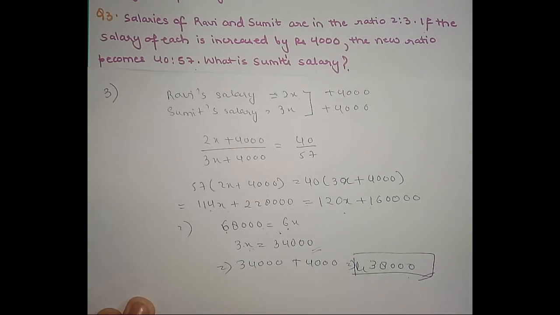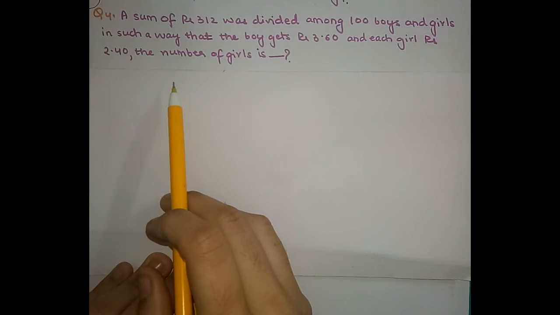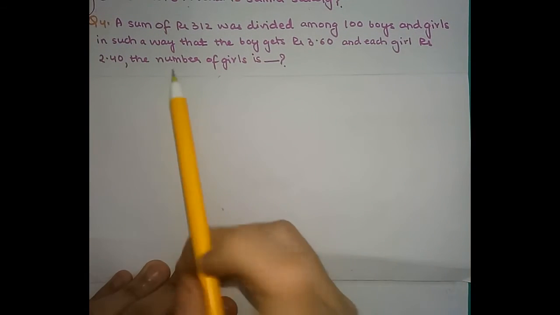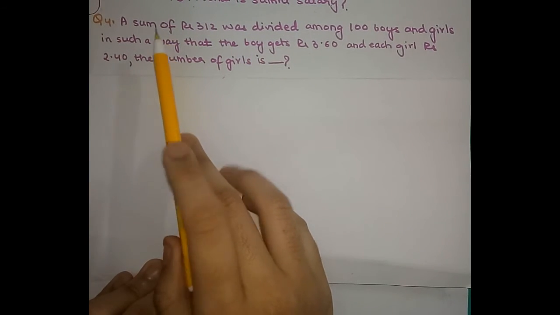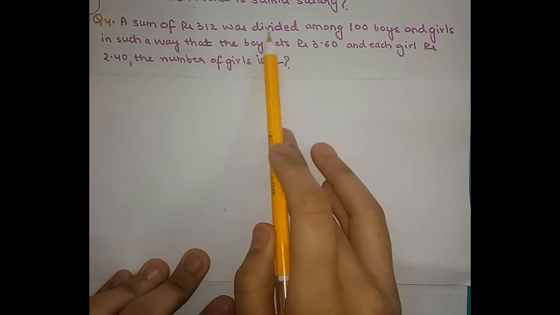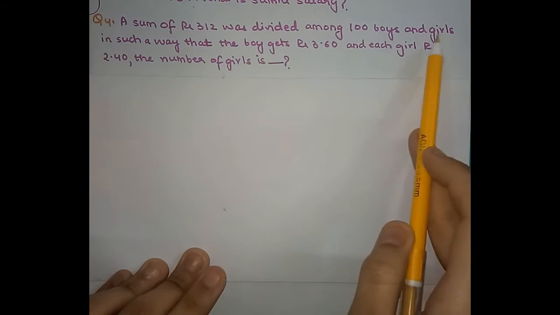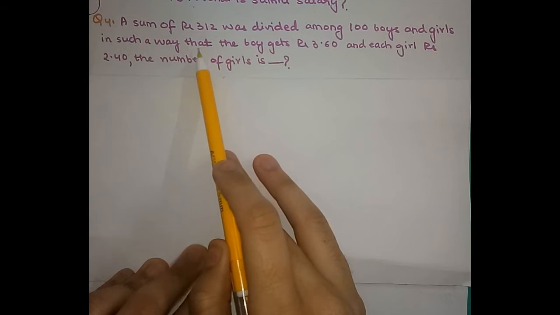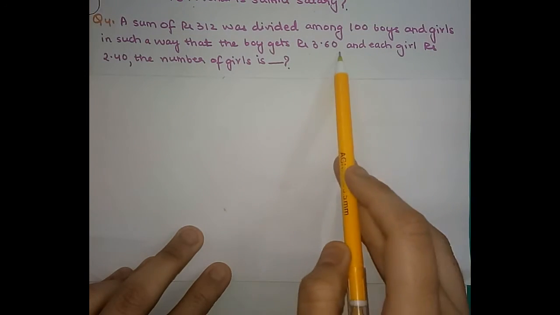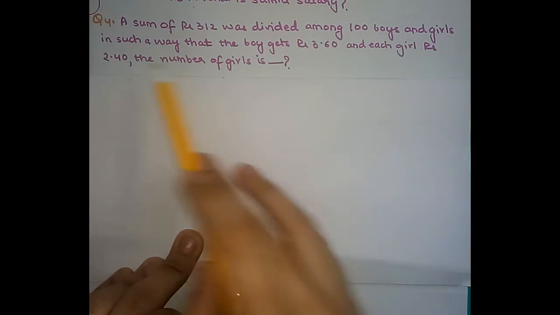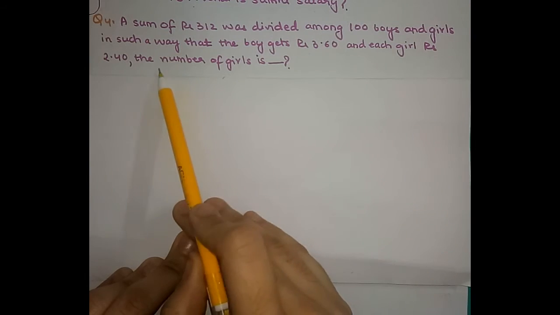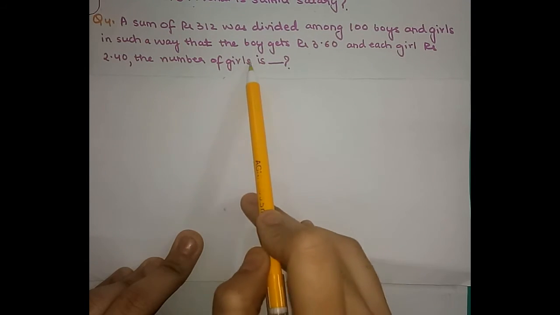Okay, let us proceed with the fourth question. A sum of rupees 312 was divided among 100 boys and girls in such a way that each boy gets rupees 3.60 and each girl rupees 2.40. You have to calculate the number of girls.